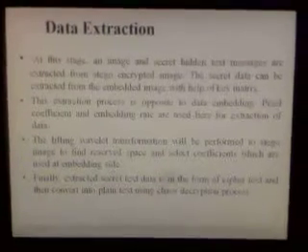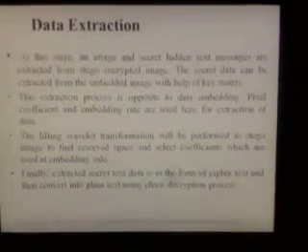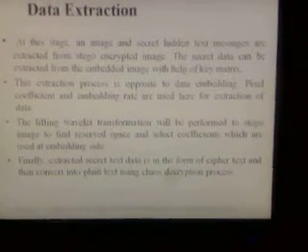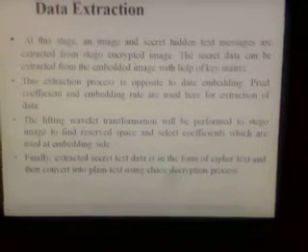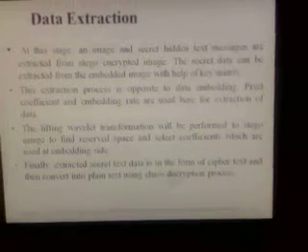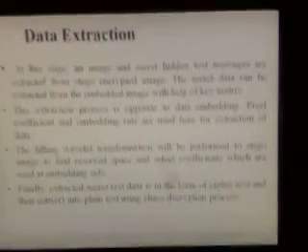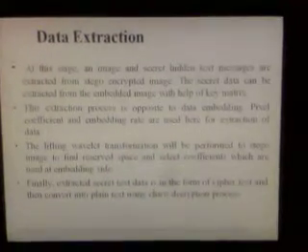Data extraction. The extraction process is opposite to data embedding. Pixel coefficient and embedding rate are used here for extracting the data. The lifting wavelet transformation is performed on the Stego image to find the reversed space and select the coefficients which are used at the embedding site. Finally, the extracted secret text data is in the form of ciphertext and then converted into plain text using the decryption process. This is the output, where figure 3 shows the encrypted Stego image and figure 4 shows the recovered image.